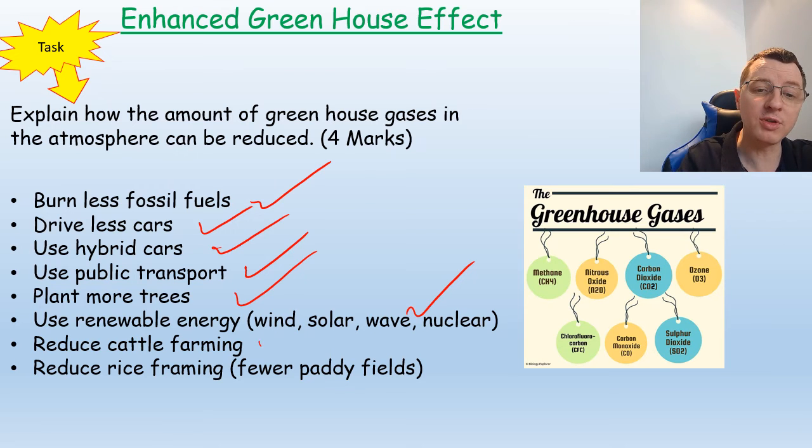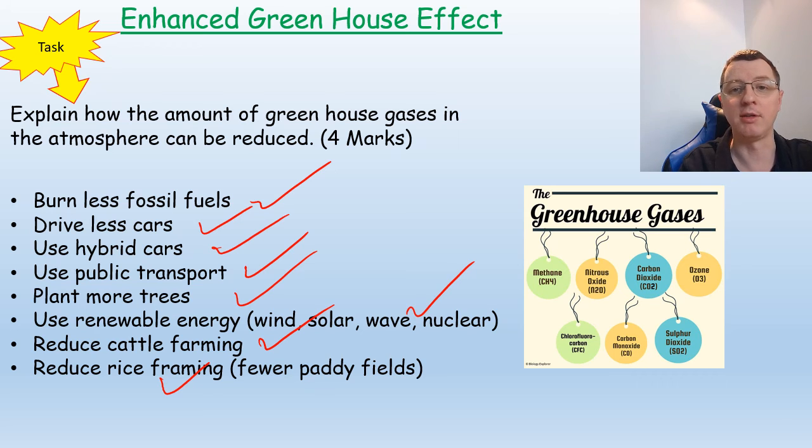We should reduce cattle farming. That should reduce the amount of methane produced, as well as reducing rice farming, having fewer paddy fields producing fewer amounts of methane as well.